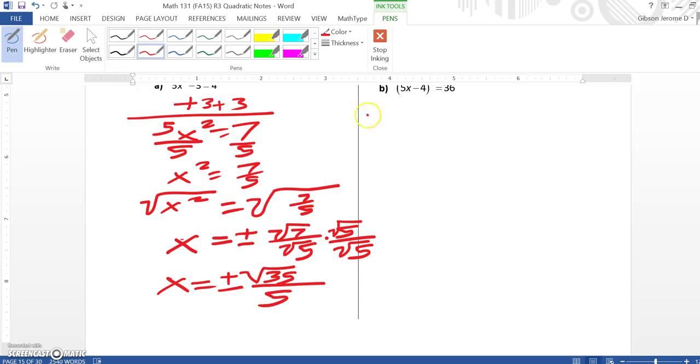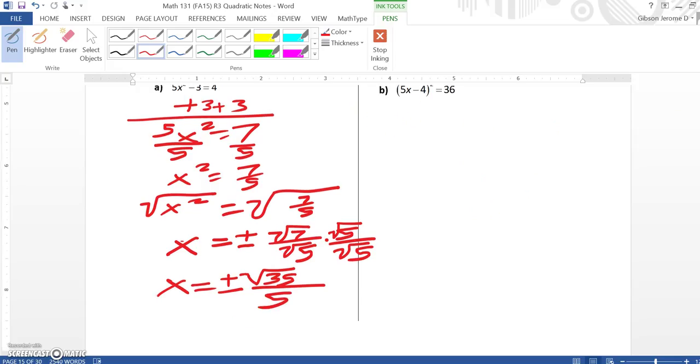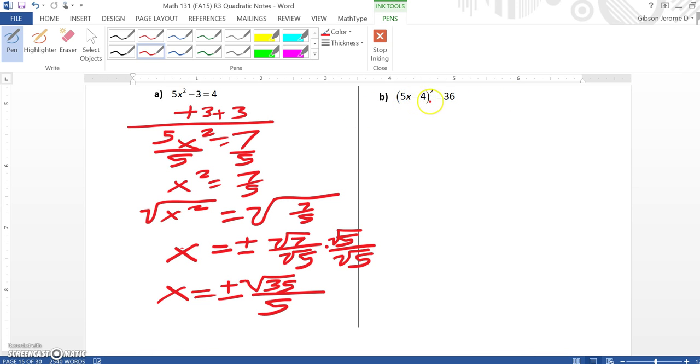Now we come up here to B. We have 5x minus 4 in parentheses squared equals 36. So we would take the square root of both sides. So the square root of parentheses 5x minus 4 squared will leave us 5x minus 4. And it's equal to plus or minus the square root of 36, which we know is 6. So it's positive or negative 6.